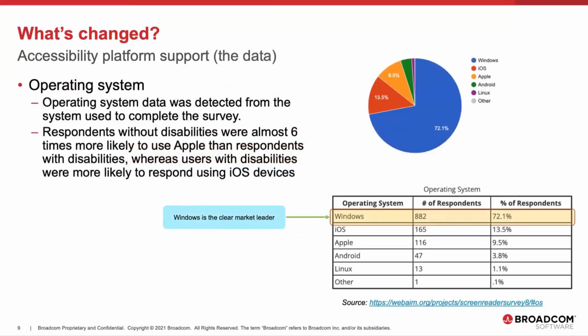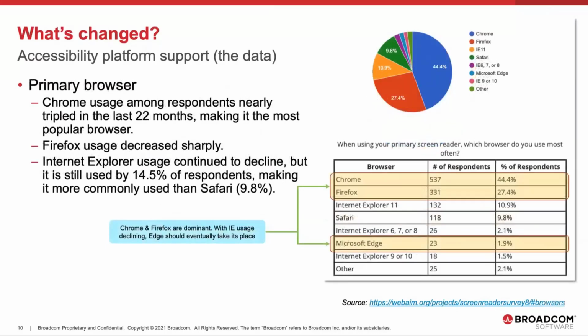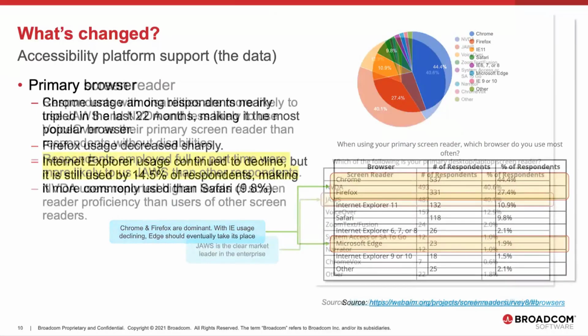Now, I want to share with you some of the data that we use to determine those supported accessibility platforms. We'll go through these quickly. This was sourced from third-party survey data. From the OS perspective, Windows is the clear market leader across the enterprise. You can see some of the stats here. From the browser perspective, Chrome and Firefox are certainly dominant. With IE usage declining, Edge should eventually take its place as a Microsoft option. So these are the three browsers that we're going to be supporting from an accessibility standpoint.